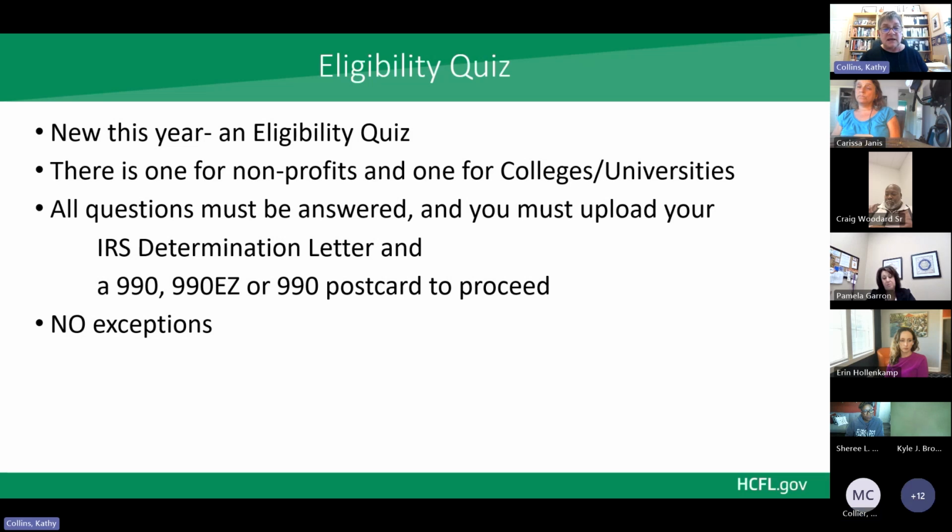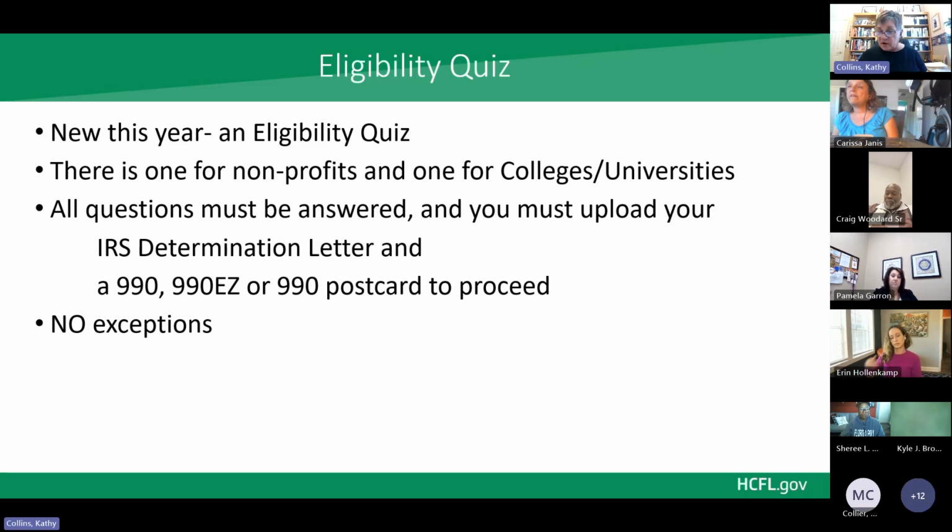Now, as I indicated, new this year is an eligibility quiz. There's one for the nonprofits and one for the colleges and universities. You have to answer all the questions. And at this time, in the beginning of the grant application this year, is where you must upload your IRS determination letter. And you have to have either a 990, a 990-EZ, or a 990 postcard, which were prepared within the last 18 months. There are no exceptions to this.